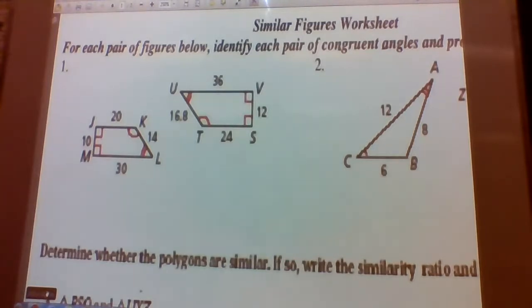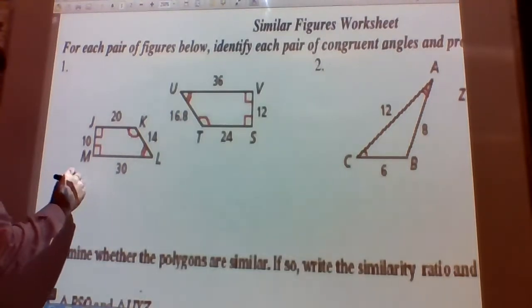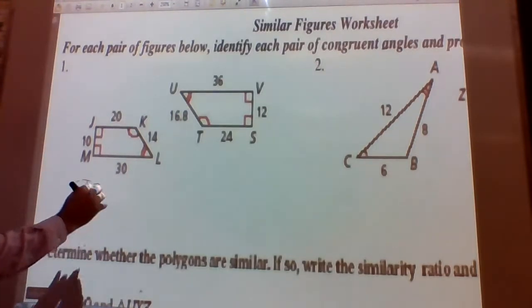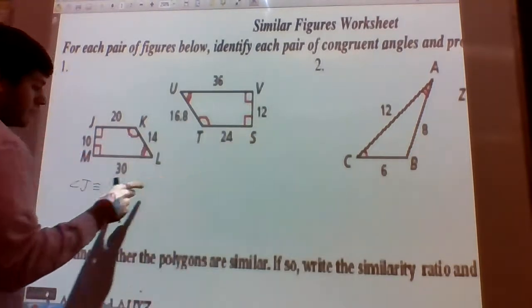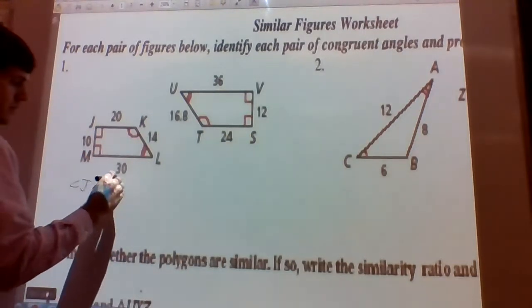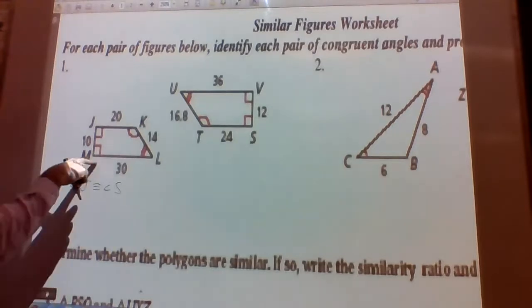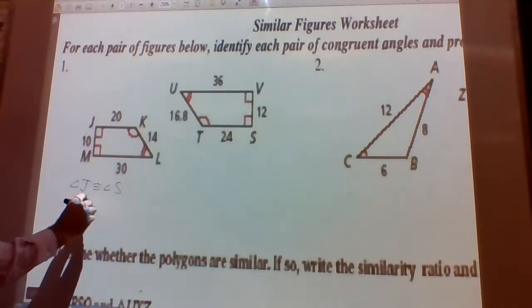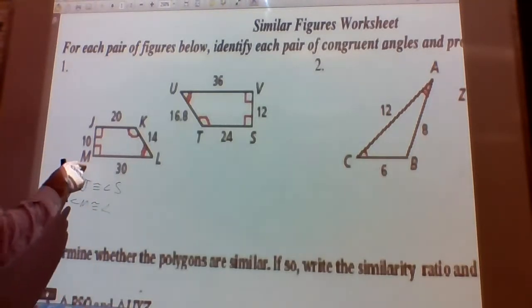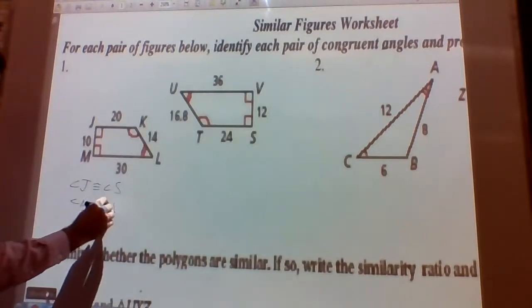Well, we know similar figures have congruent angles and proportional sides. So let's start with the angles. We know angle J is going to correspond with angle S. So we know angle J and angle S are congruent. Angle M corresponds with angle V. So we know angle M and angle V are congruent, right?